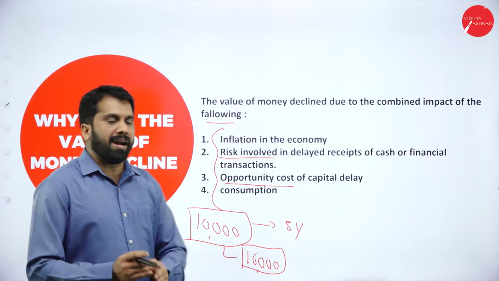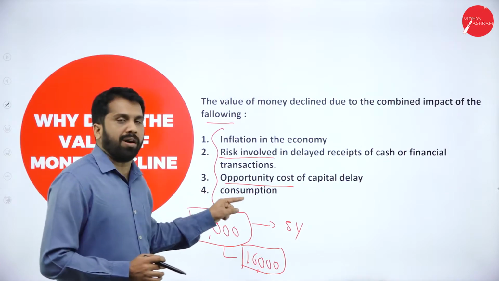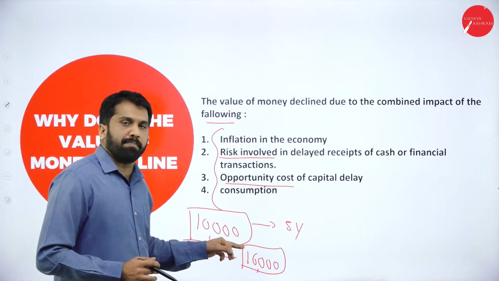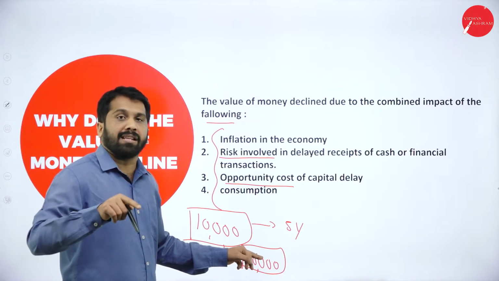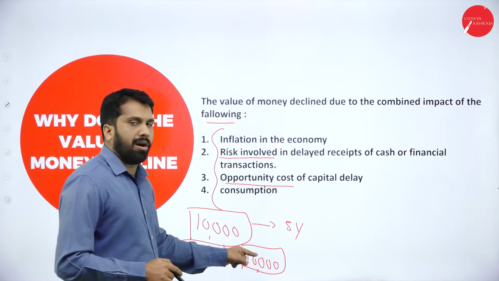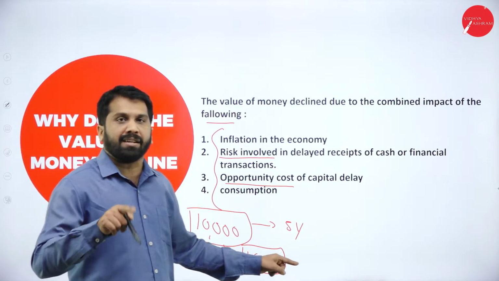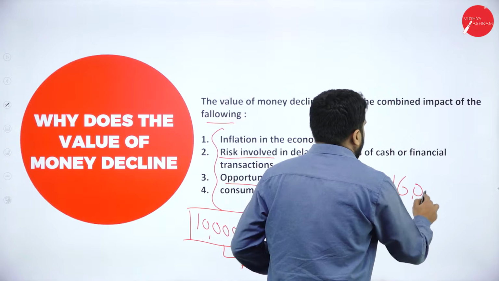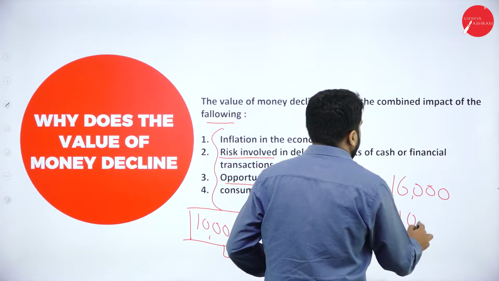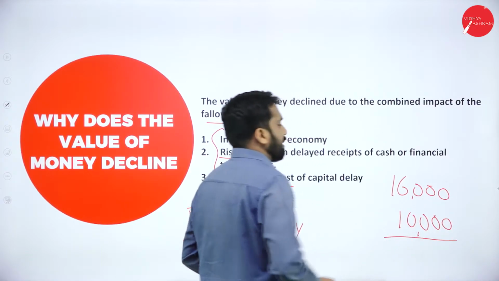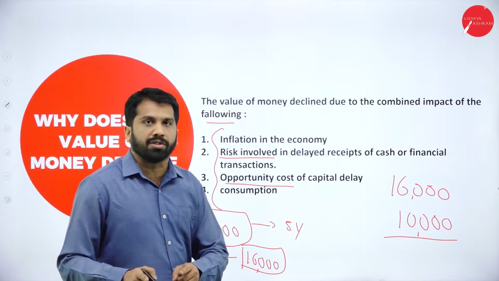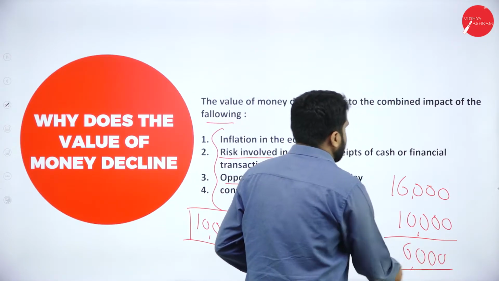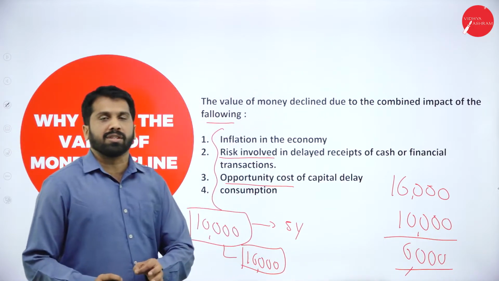Now, we'll come back to your opportunity cost. What is opportunity cost? Instead of keeping it in the bank, you kept it where? In the locker. How much did you lose? If you had kept it in the bank, you would have got 16,000. Instead of keeping it in the bank, you kept it in the locker. Still it is 10,000. How much did you lose? You lost around 6,000. This we call opportunity cost.